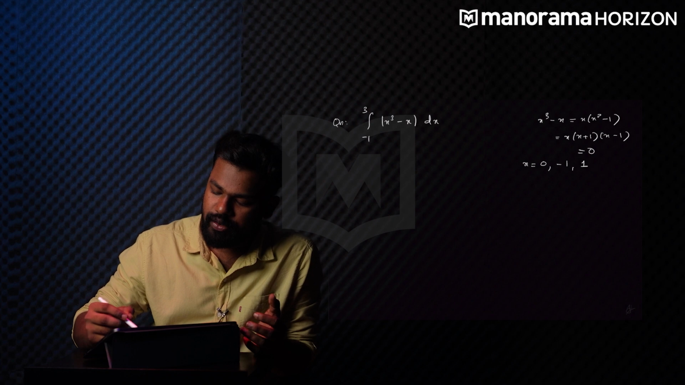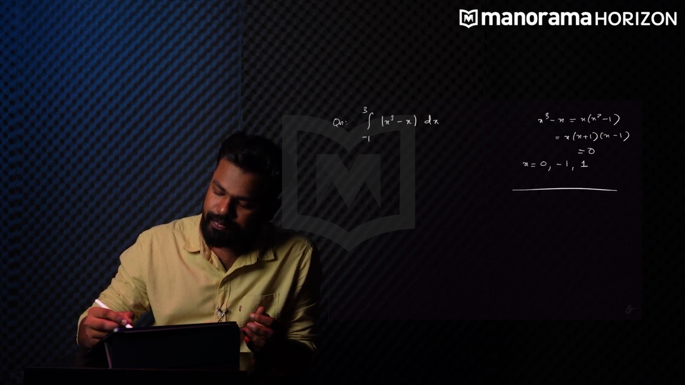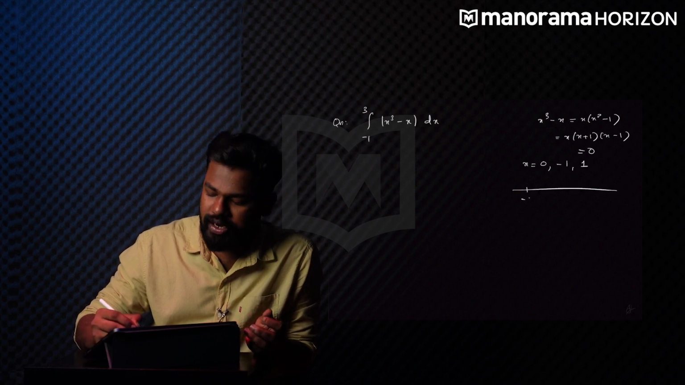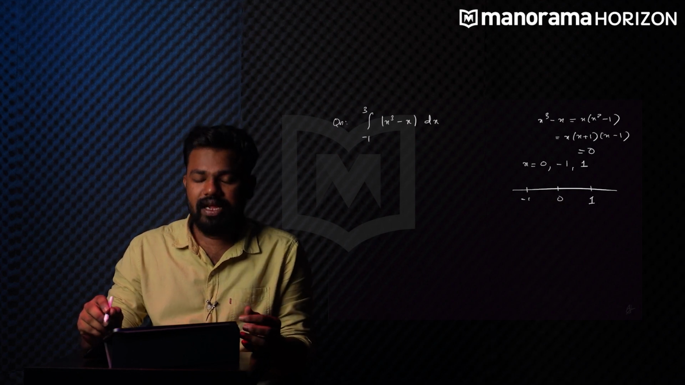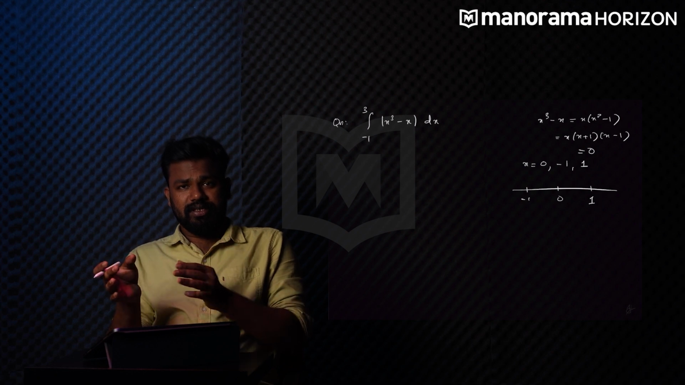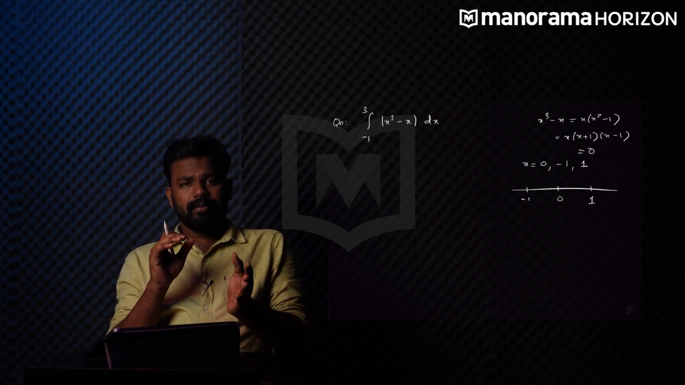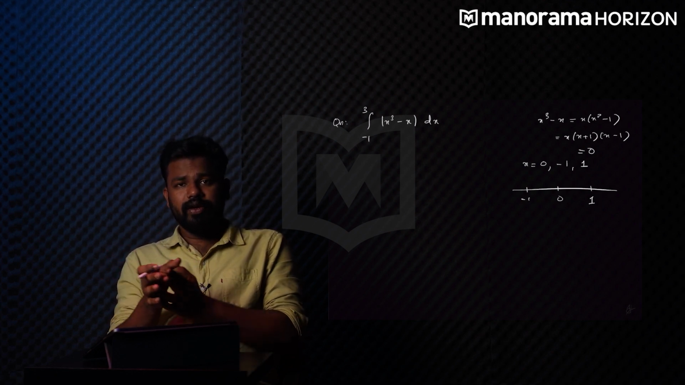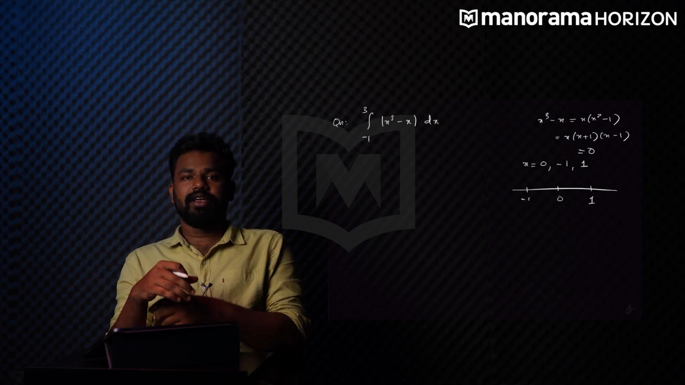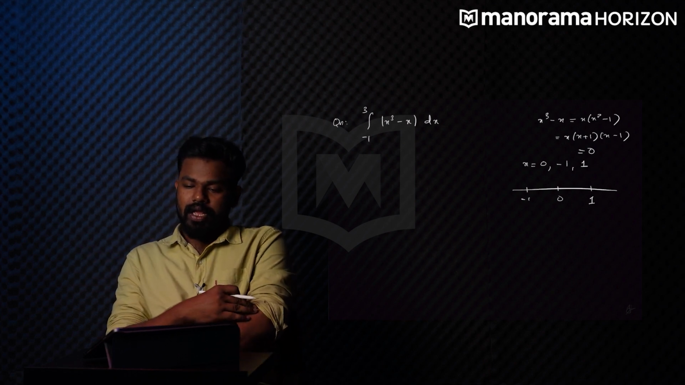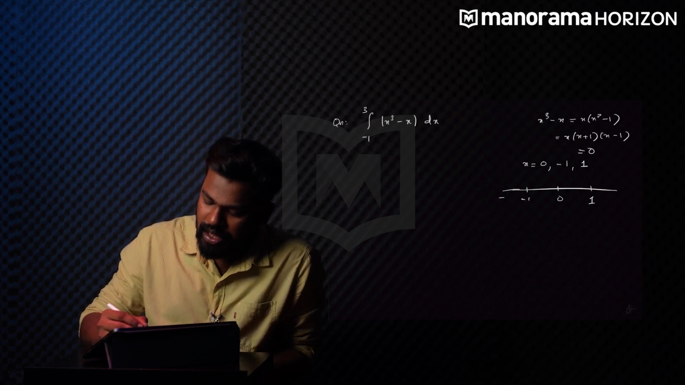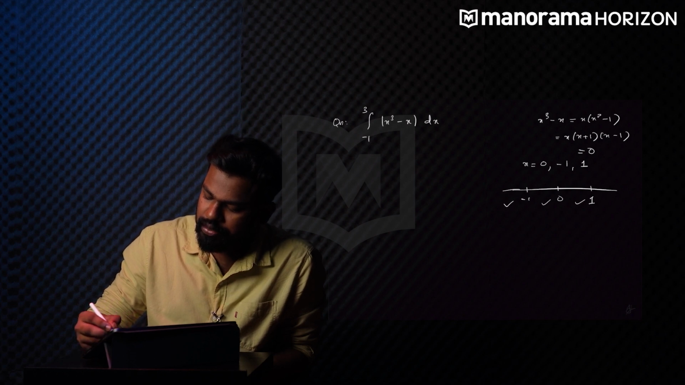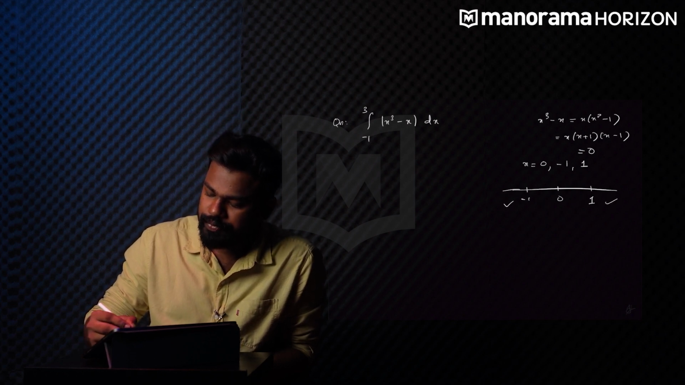So there are three different values. If I draw a number line, lowest value minus 1, then I have 0, then I have 1. I'm just leaving out the modulus for the time being, taking x cube minus x and equating it to 0, I will be getting three different values for x: minus 1, 0 and 1. So I have 4 intervals over here.